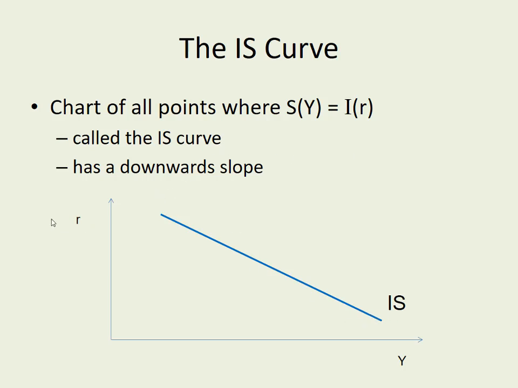And the reason it's got the downward slope is, as you slash R, people want to invest more. So this increases. So Y has to increase to keep the balance. As you slash R, this increases, which means this needs to increase, which means this needs to increase to keep the balance. So it must slope down like this. That's called the IS curve.